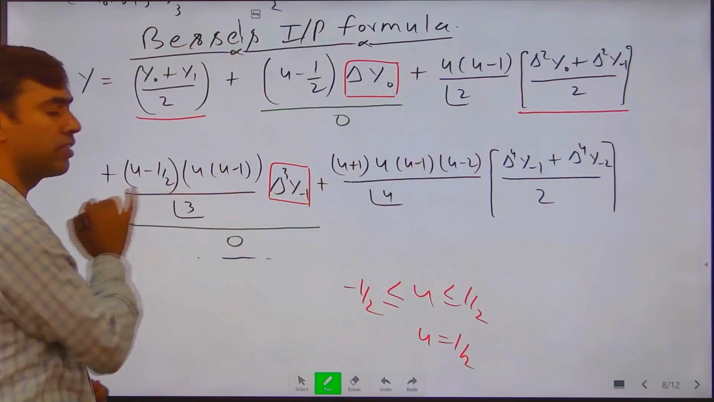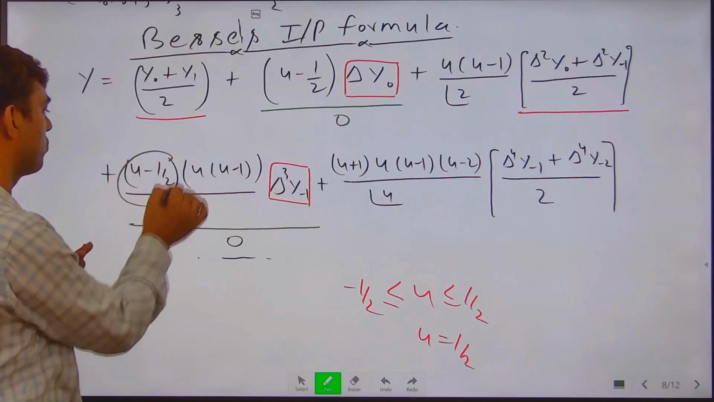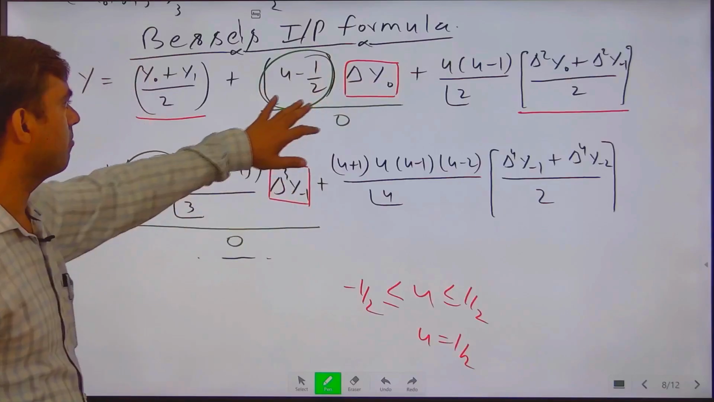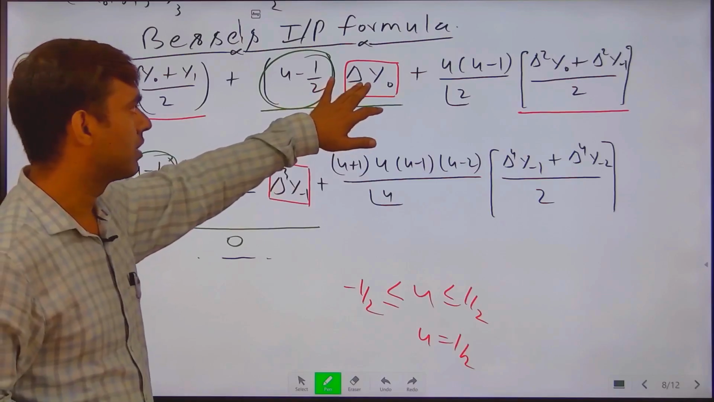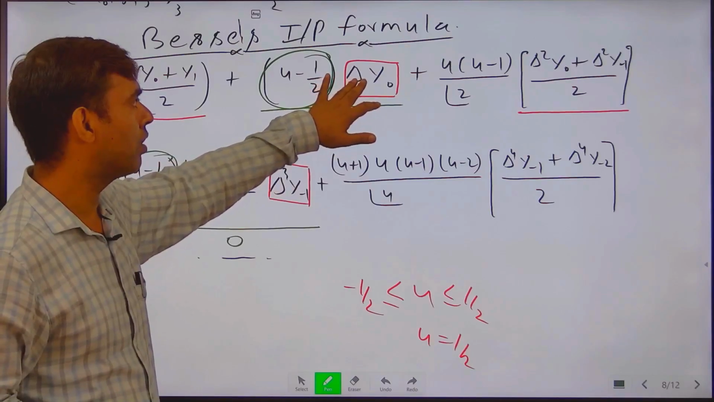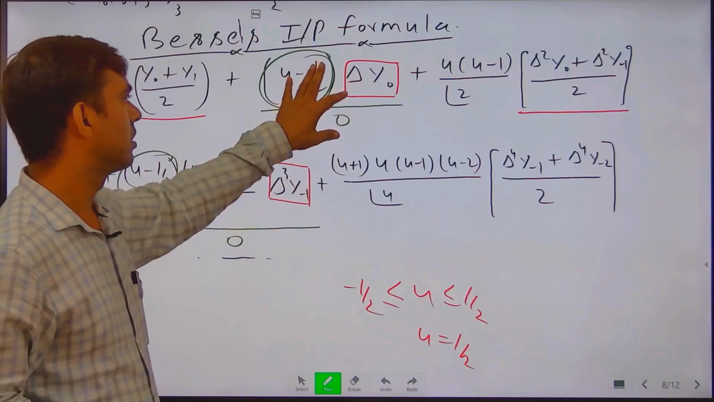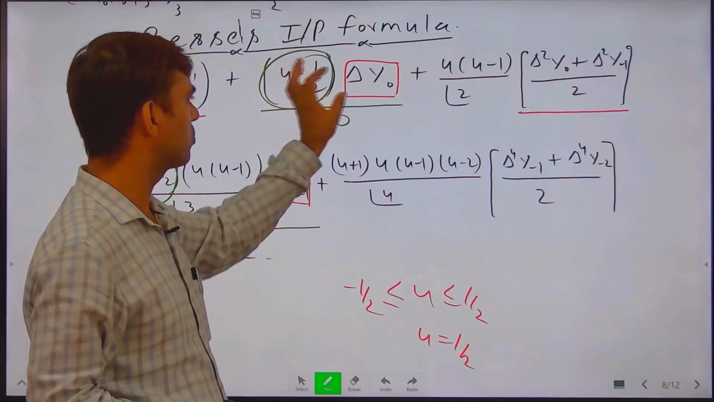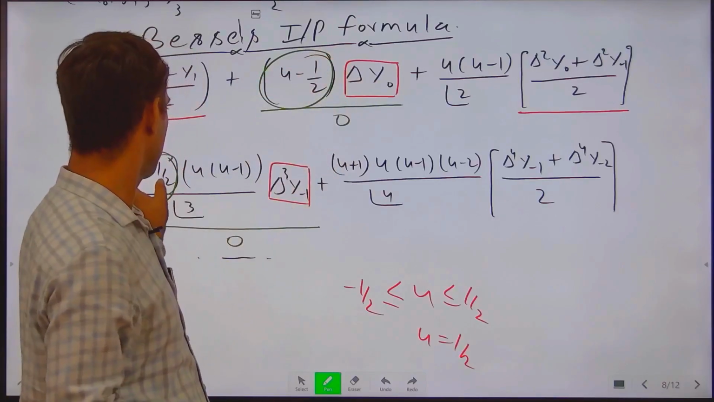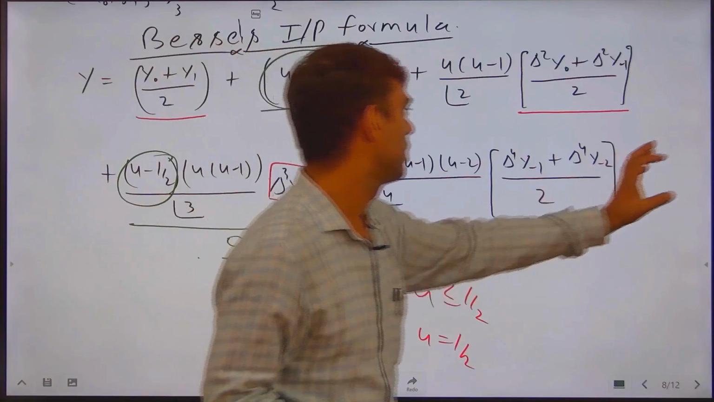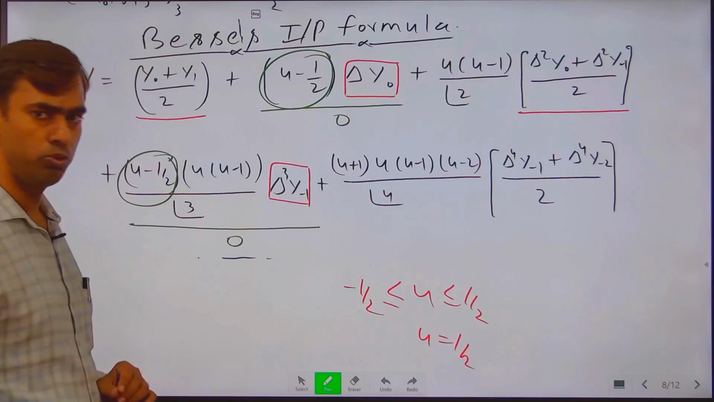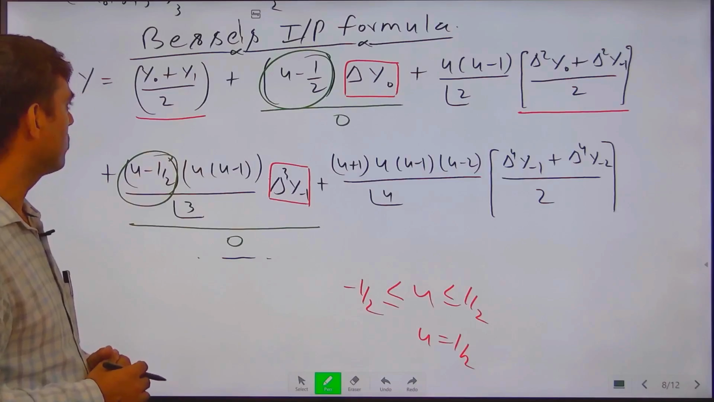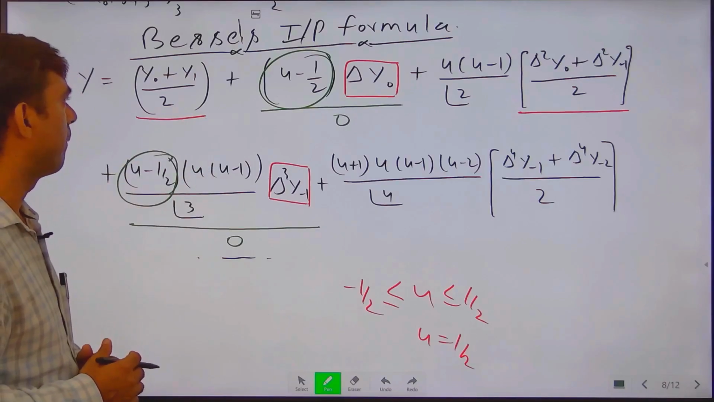The odd difference terms become 0, because there is a multiple of u minus 1/2. So if we put u equal to 1/2, the forward differences with odd order become 0, because there is a multiple of u minus 1/2 with del y0, del 3y minus 1, del 5y minus 2, and so on. So this one is a special case of Bessel's interpolation formula.